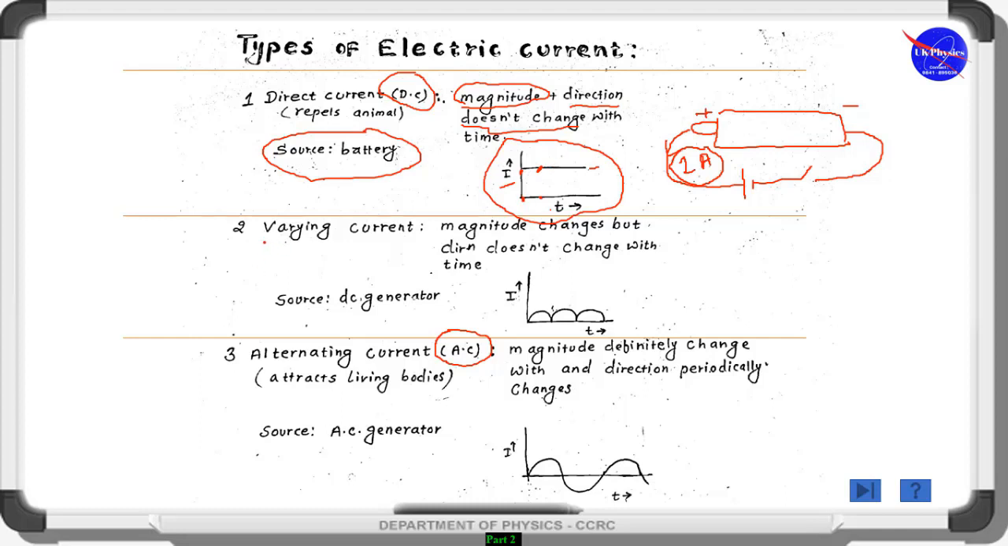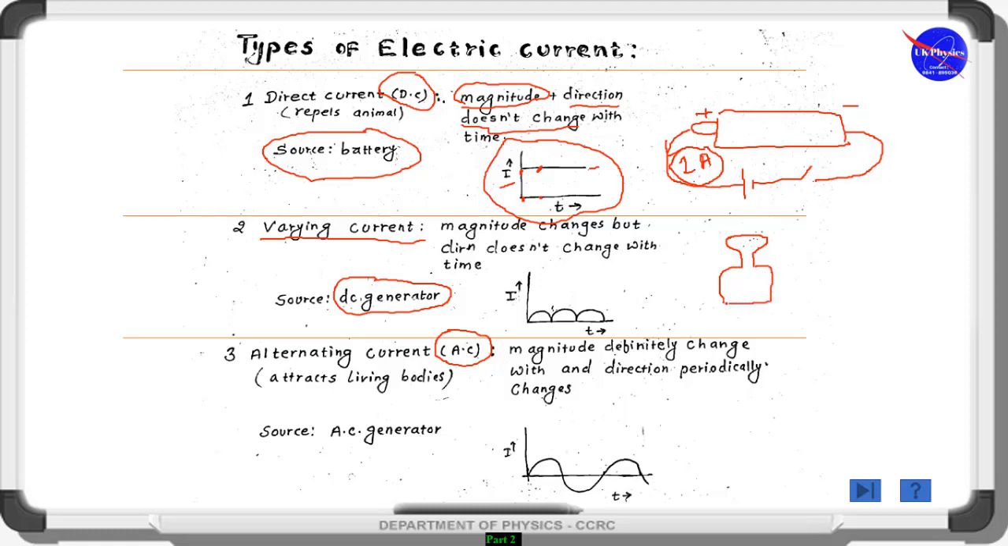Now, the next one is varying current. The source of varying current is a DC dynamo or DC generator. You can suppose this is a dynamo.